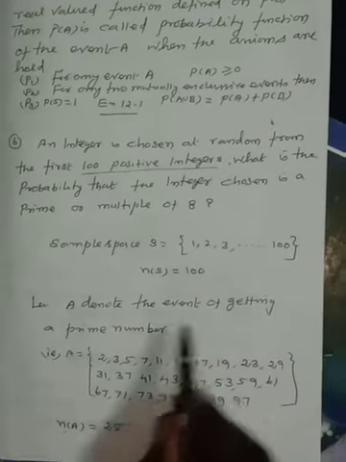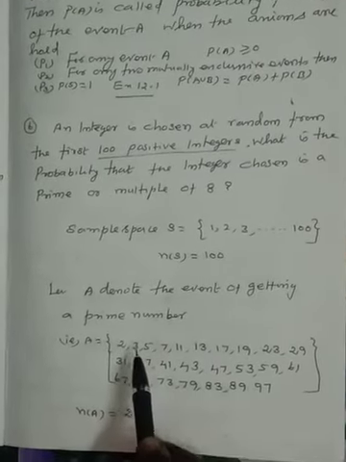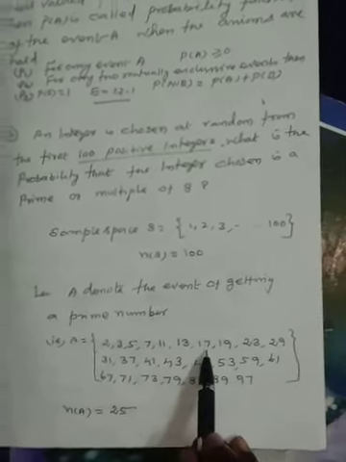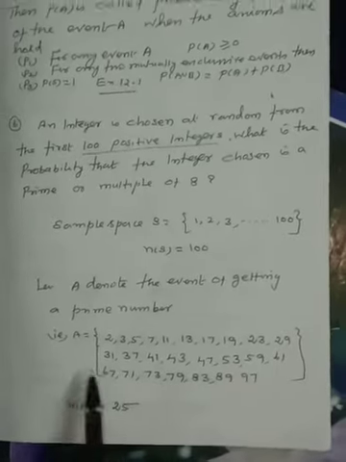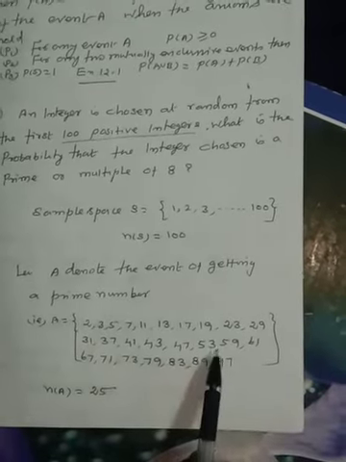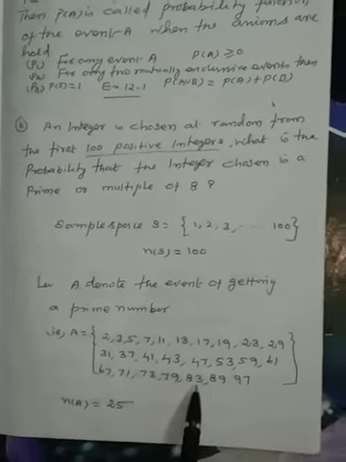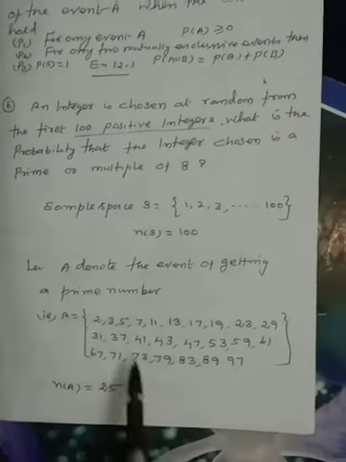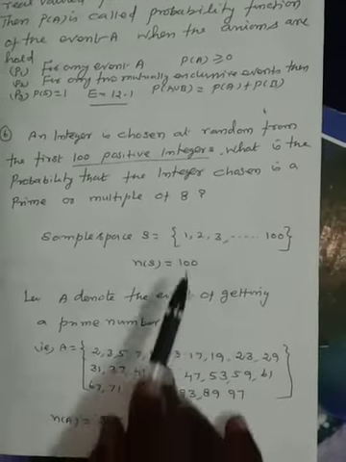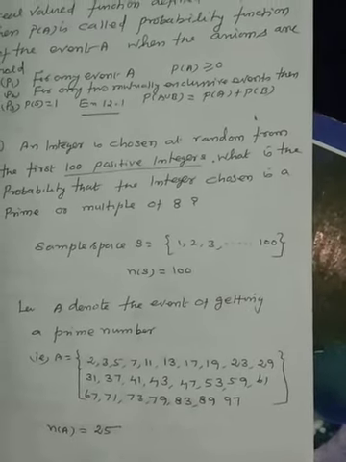Let A denote the event of getting a prime number. That is, A equals 2, 3, 5, 7, 11, 13, 17, 19, 23, 29, 31, 37, 41, 43, 47, 53, 59, 61, 67, 71, 73, 79, 83, 89, 97. These are the prime numbers from the numbers 1 to 100. Total number of elements in the set A is 25.